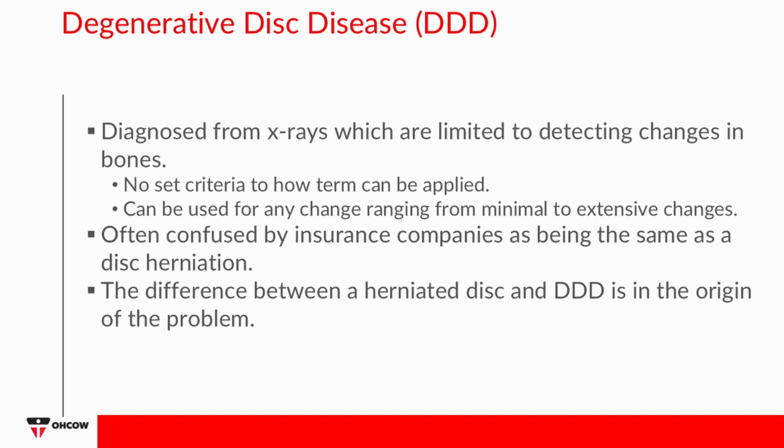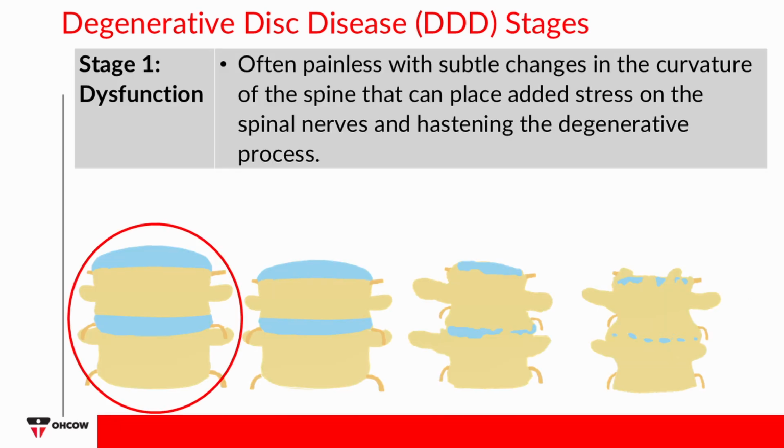The difference between a herniated disc and DDD is in the origin of the problem. A herniated disc occurs due to a rupture or displacement of disc material, whereas degenerative disc disease arises from the gradual wearing down of the bones and loss of moisture from within the disc over time. Not everyone with a diagnosis of DDD will experience pain. It often depends on the degree of degeneration, type of condition, and if there is damage to the discs.